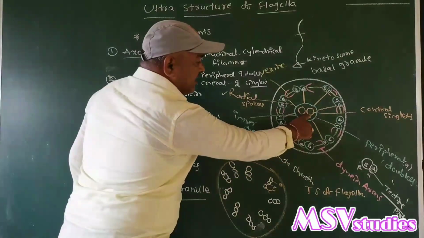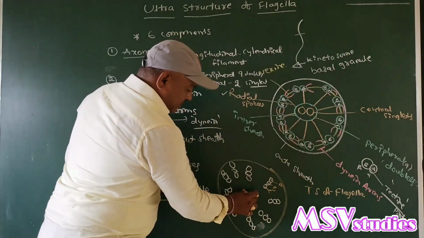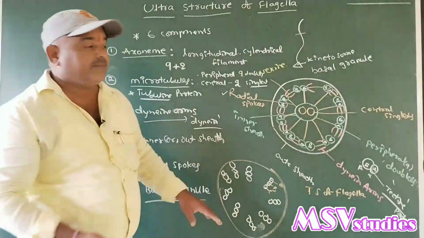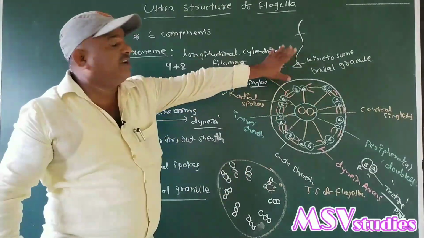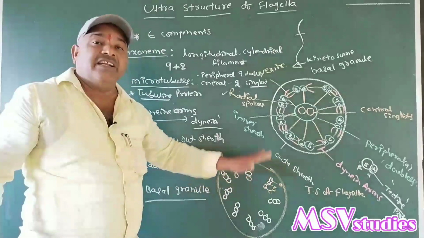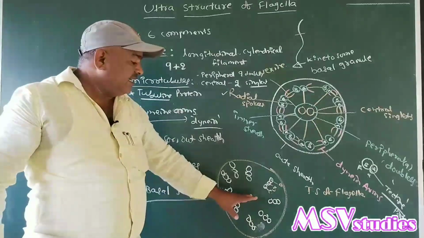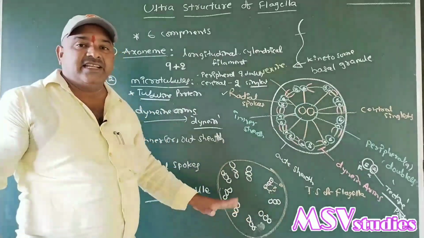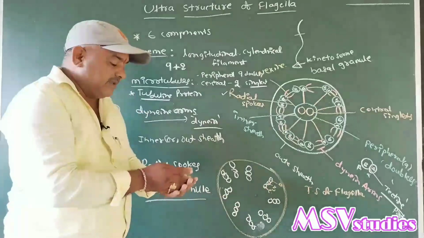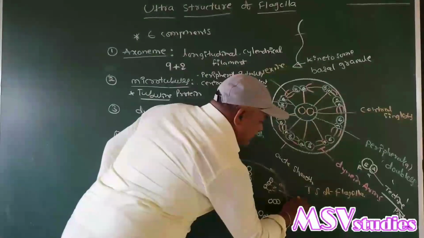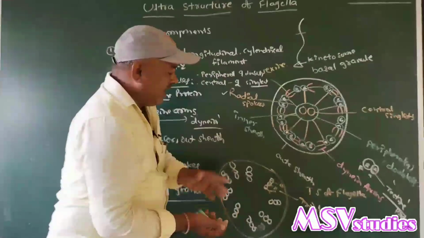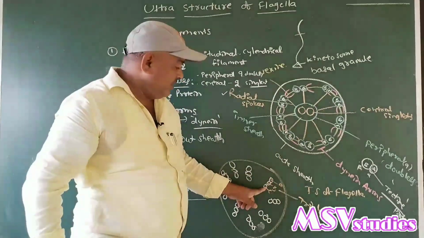The central singlets are not located in the basal granule. Very, very important point: only in the basal granule, only peripheral triplets are present. Central singlets are absent. These are the peripheral triplets, A, B and C.